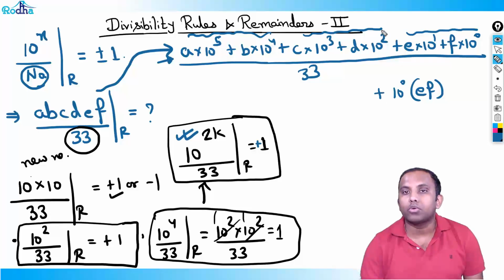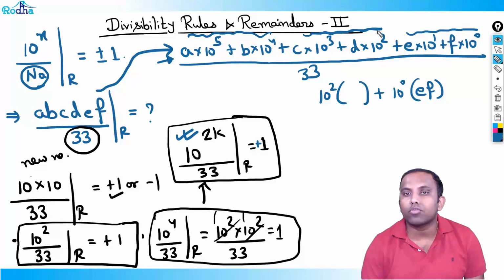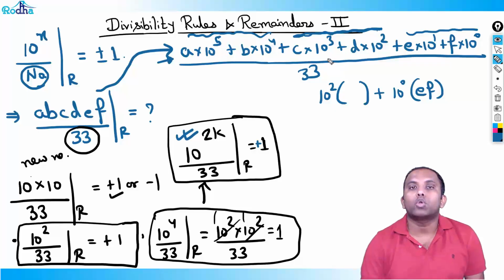Then the next two will give me 10. I can take 10 square common here. If I take 10 square common here, what is left here? Left here is 10. If I take 10 square common from these two, what is left? It is left 10c plus d. What is 10c plus d? A 2-digit number cd. So I can write cd plus.